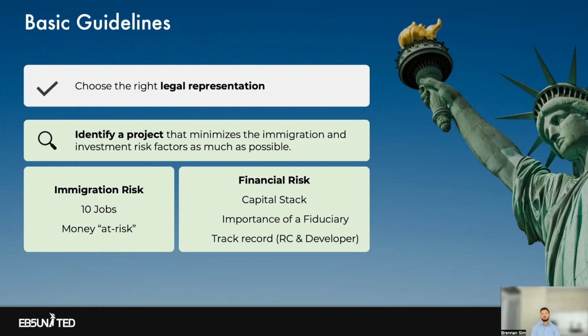Immigration risk is 10 jobs. We have projects that have the 10 jobs already created before you invest, or a lot of those jobs created. That is the number one criteria to obtaining a green card. And our investors always want a green card. They want a green card, they want a green card, and then they want their money back.